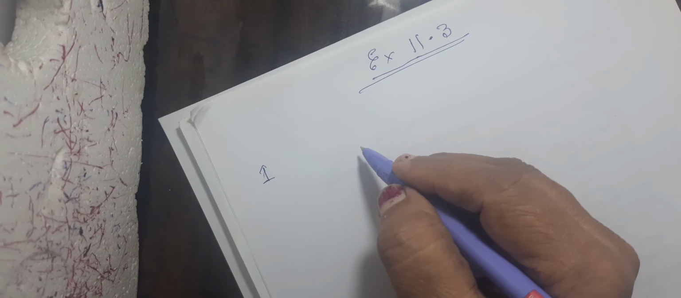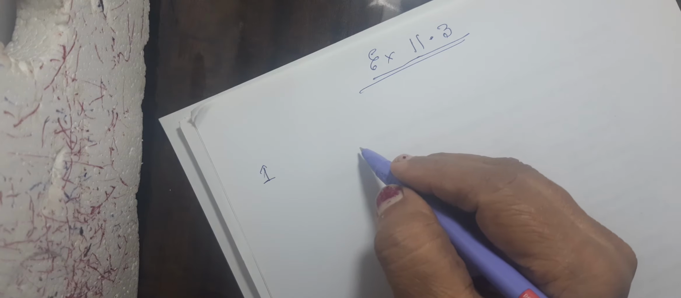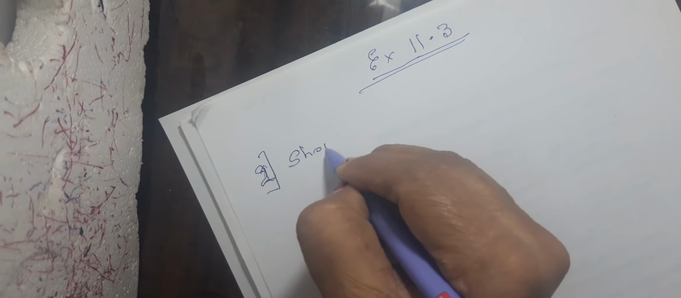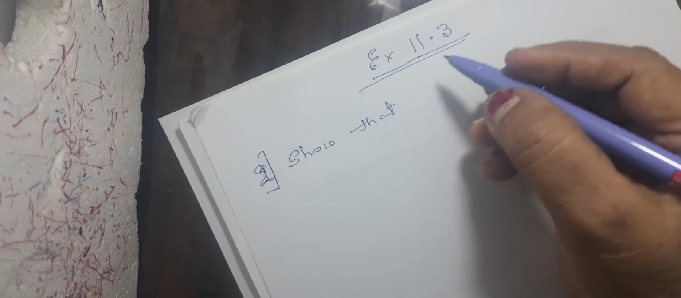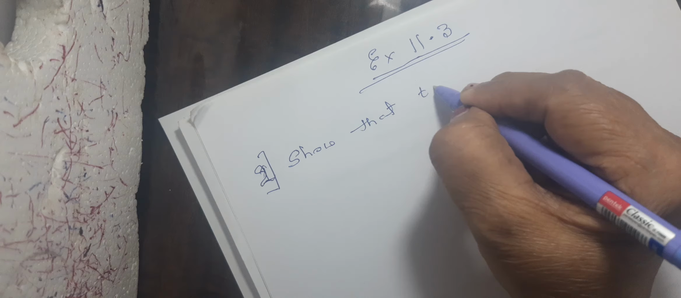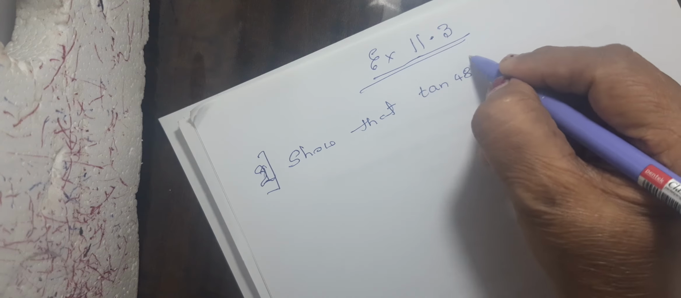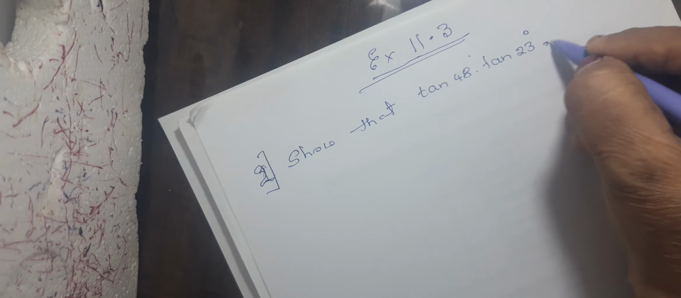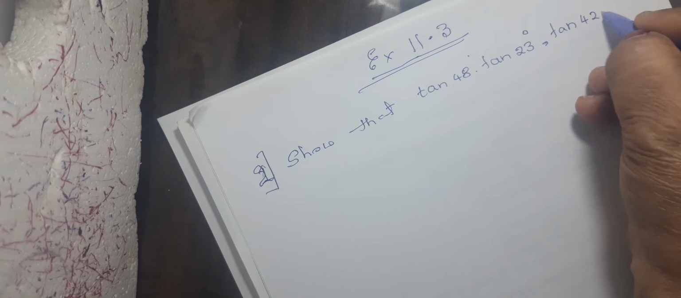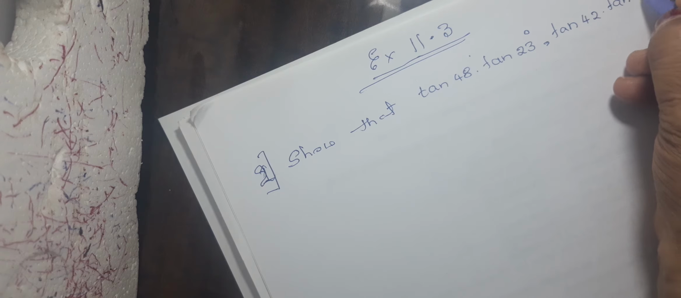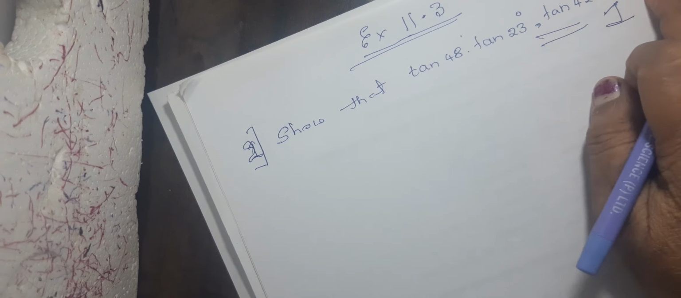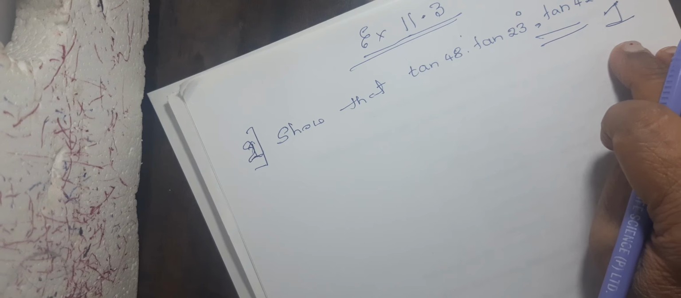It is very easy, just like the first one which I did. Third one I have done. Fourth one also you can do. Now, the second problem, show that. I have already done 2 sums there. You can do the other 2 just like that. Show that tan 48 into tan 23 into tan 42 into tan 67 degrees is equal to 1. You have to show the product of all these 4 will become 1.